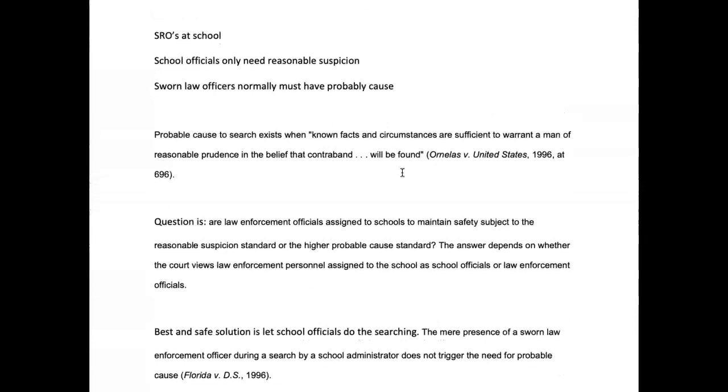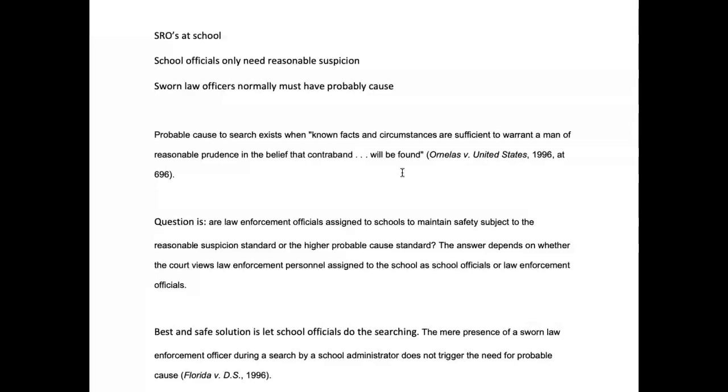Now, let's talk about SROs at schools. With all the shootings that are happening and the school issues that are happening, every high school has an SRO. Most middle schools now have them. And there's even some elementary schools that are getting them. So I want to talk about the use of an SRO at school. You, as a school official, only need reasonable suspicion. A law enforcement officer needs probable cause.